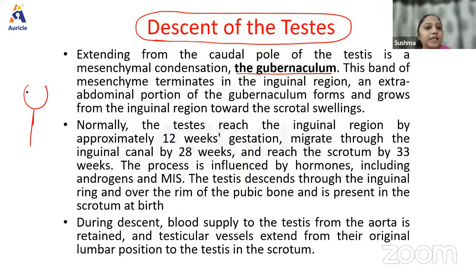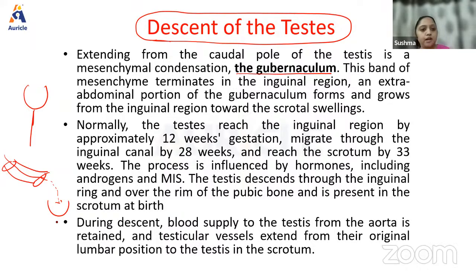Now, this band of mesenchyme terminates in the inguinal region, and an extra abdominal portion of the gubernaculum forms and grows from the inguinal region towards the scrotal swellings. If this is the inguinal area, guys, let's say there's a superficial ring and the deep ring, whatever gubernaculum is there, it terminates in the inguinal region. From here, it has to further descend and come to the scrotum.